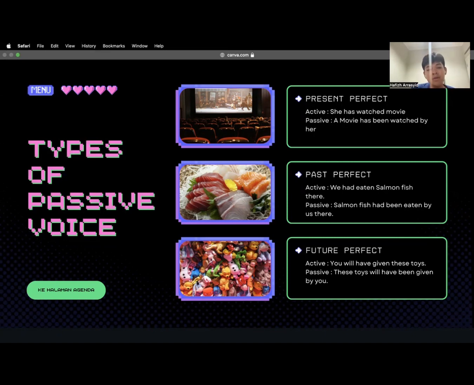Next, on the past perfect tense, the active voice is subject, had, and verb 3. And for the passive voice, subject, had, been, and verb 3. And for the future perfect tense, the active voice is subject, will, have, and verb 3. For the passive voice, subject, will, have, been, and verb 3.